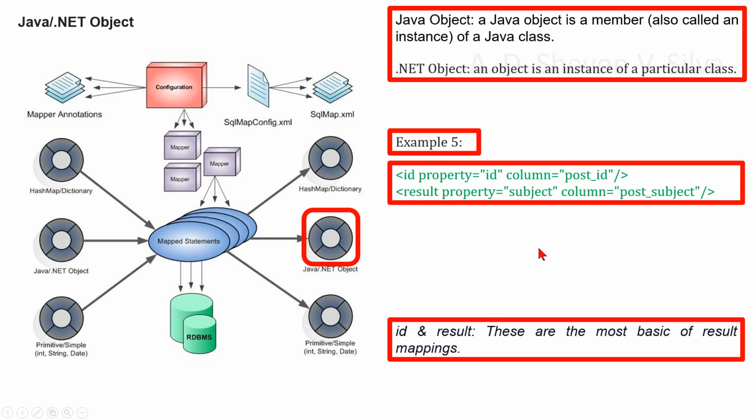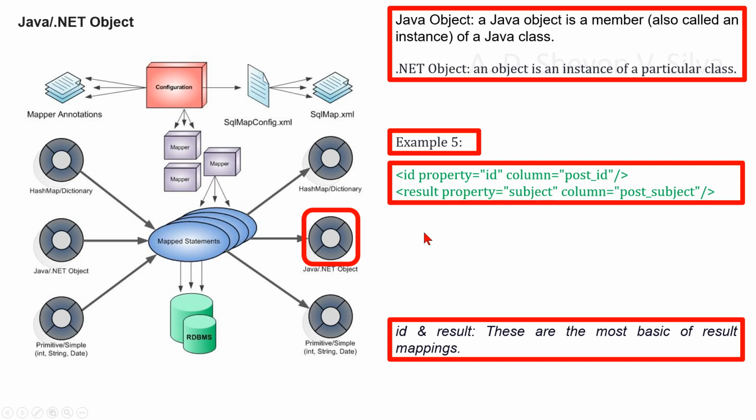Now we are considering ID and result. These are the most basic of result mappings. Both ID and result map a single column value to a single property or field of a simple type, integer, double, date, etc. The only difference between the two is that ID flags the result as an identifier property to be used when comparing object instances. This helps to improve general performance, but especially performance of caching and nested results mapping, that is join mappings.